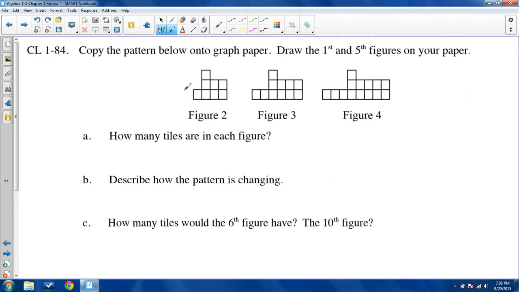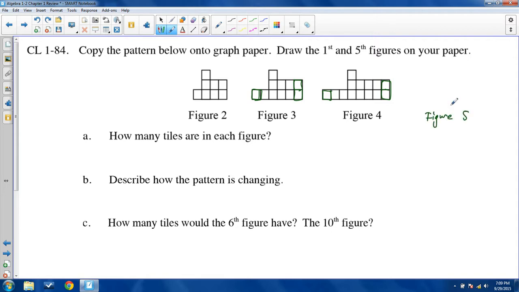Okay, number 84, we have these numbers of tiles based on figure number. We have to figure out the first and fifth figures on our paper as well. So it's all about finding a pattern. So in terms of this, from figure 2 to figure 3, it looks like this one was added onto what figure 2 was, and so was this right here. And this pattern will repeat. Another one gets added on figure 4 from figure 3, and then another 2 get added to the side over here. So if I were to do figure 5, it would be the same thing.